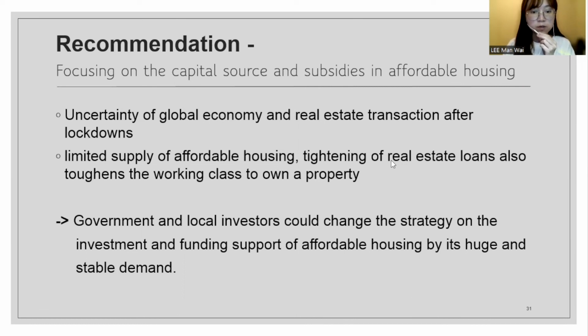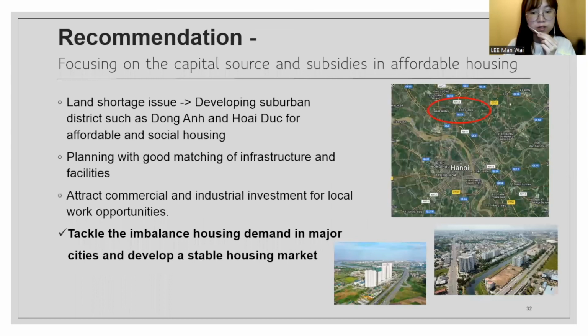Meanwhile, the tightening of real estate loans also threatens the working classes' ability to own a property in urban areas. The government and local investors could change the strategy on the investment and funding support of affordable housing, given its huge and stable demand. For the land shortage issue, developing suburban districts such as Dong An and Hoi Du for affordable and social housing is also a possible direction.